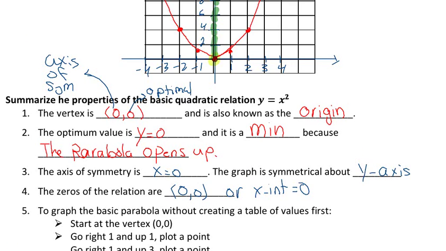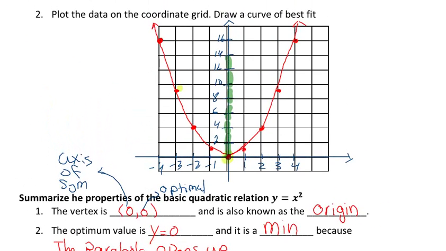Where's my vertex again? 0, 0. So I'm starting at the vertex, and then I want to draw it to my next point. One, what is it? One, yeah, I know it. You know it? Yeah, the little box thing. Do you know it? I'm a veteran.